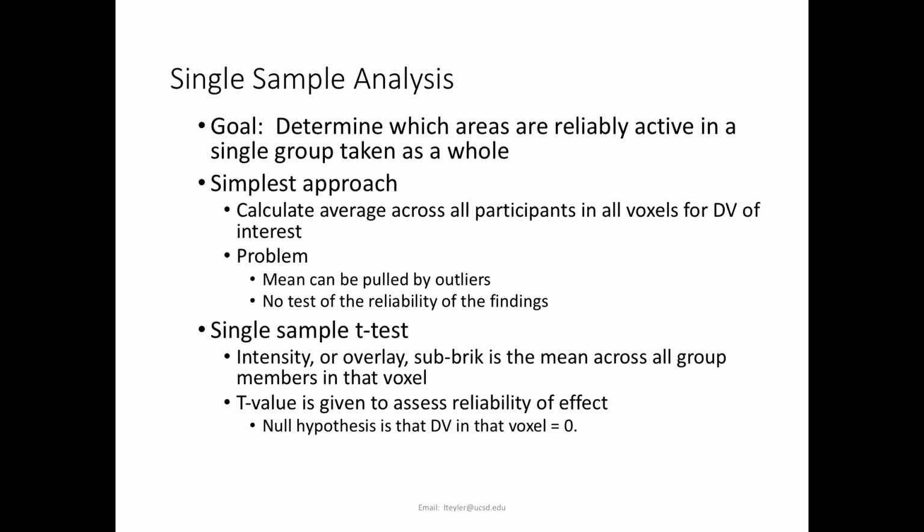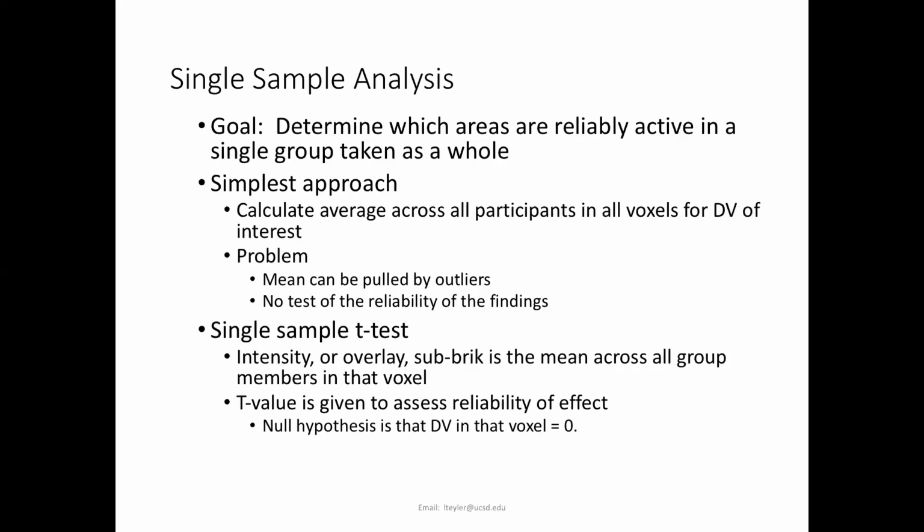Or to the stimulus. The simplest approach for this would be to take all your subjects in the same standard space, like Talairach or MNI space, and then use 3dcalc or some kind of calculator to calculate the average fit coefficient across all of them. But the mean can be pulled by outliers, and there's no test statistic that goes along with that. So you can get a nice picture of the average activation, but you can't say how reliable that effect is. And so that's why people use the single sample t-test.